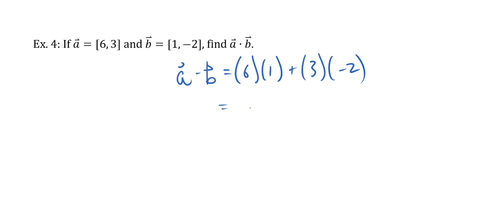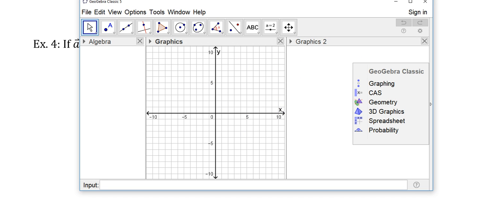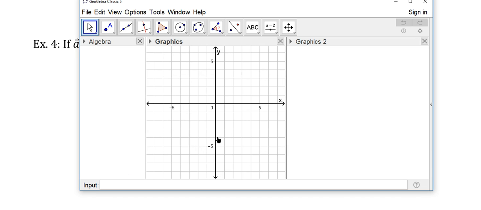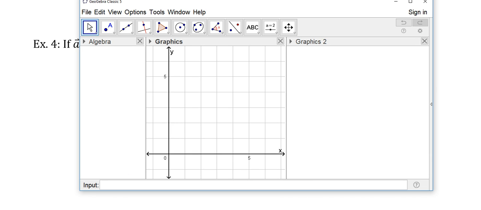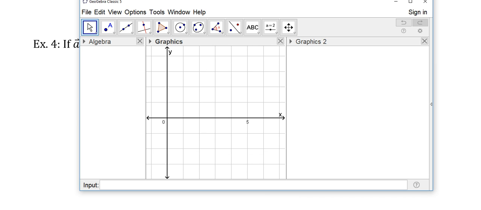What'd you get for this one? 0. 6 minus 6 equals 0. What does that mean? The vectors are perpendicular. See how useful that is? So all that stuff about projection and everything is not really something that comes up in this course.